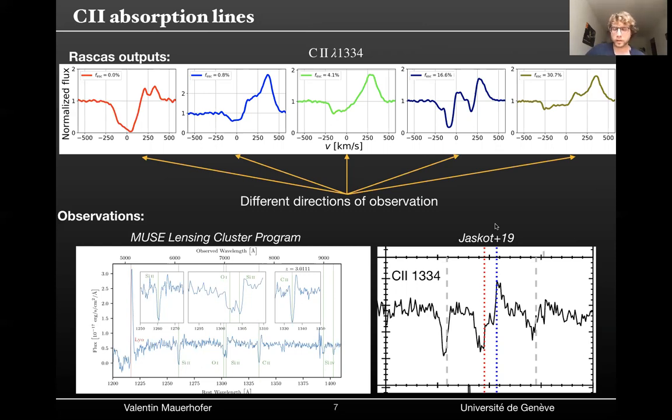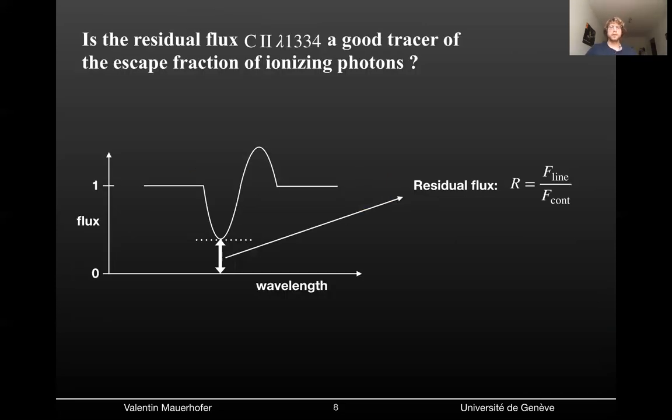And now we can ask if the absorption line can be used to trace the escape fraction of ionizing photons. So in this talk, I will focus on the residual flux of the line, which is the property that correlates the best. The residual flux is a ratio of the flux at the bottom of the line over the flux of the continuum, like it is shown here.